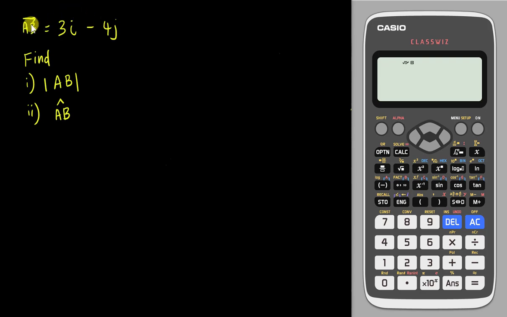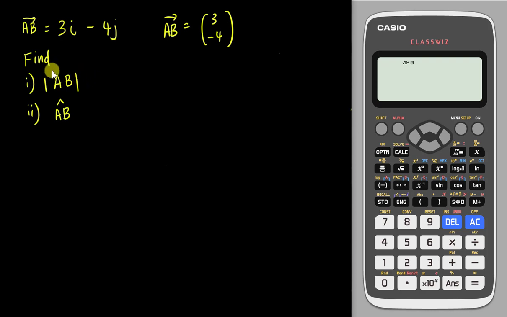So you have a vector AB, which is 3i minus 4j. So we know that actually we can write our vector AB in terms of a column vector. So I will say AB equals 3, minus 4. Alright, so I hope you still recognize both of these signs.